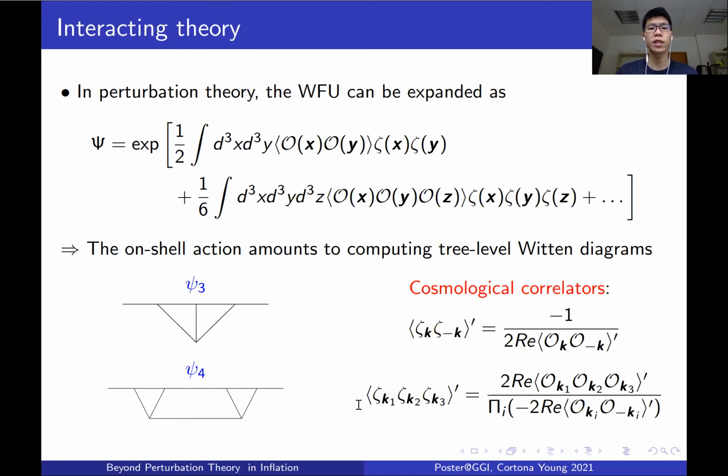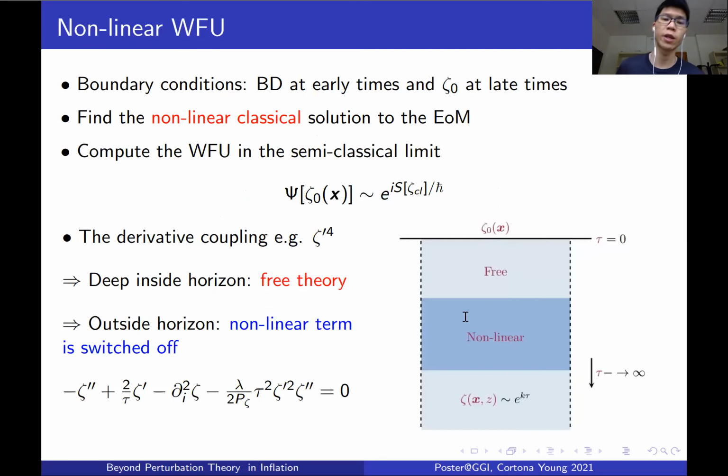Okay. And in the interacting theory, you can do perturbation theory. Suppose we are in perturbation theory first, then you can expand the wave function of the universe in this way. And to obtain these coefficients of the wave function, you can compute the tree-level Witten diagrams. These are related to the correlation functions of theta at late times. But now we are not in perturbation theory, so let me show you the recipe to compute the wave function of the universe beyond perturbation theory.